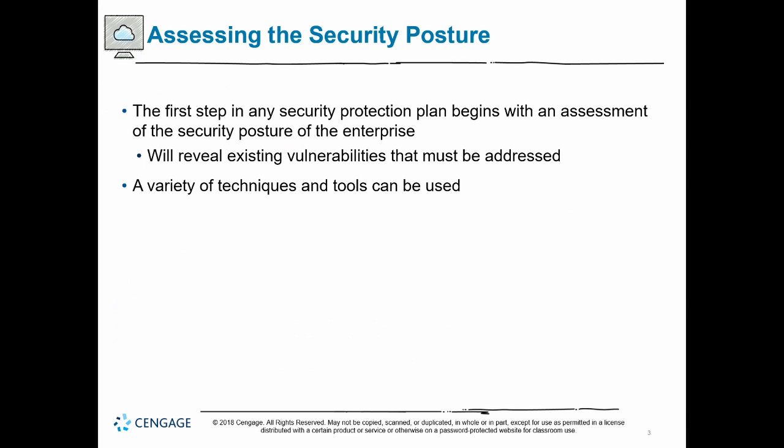The first step in any security protection plan begins with an assessment of the security posture of the enterprise. It will reveal existing vulnerabilities that must be addressed. A variety of techniques and tools can be used. So, before you even begin a security program, you need to assess where you're at. You need to know where your flaws are, where your bottlenecks are, and how you can optimize and make your information security program better.